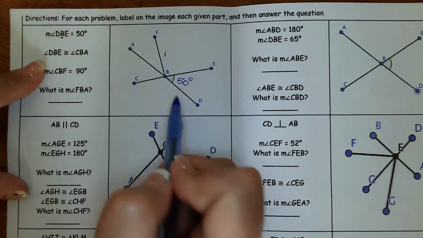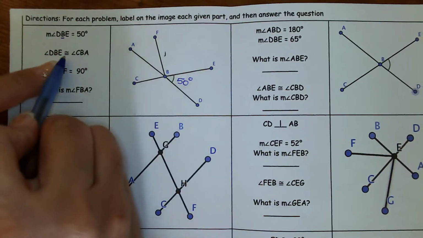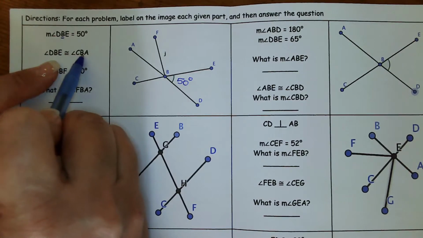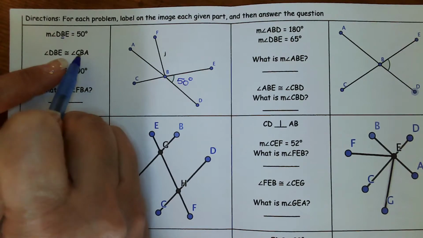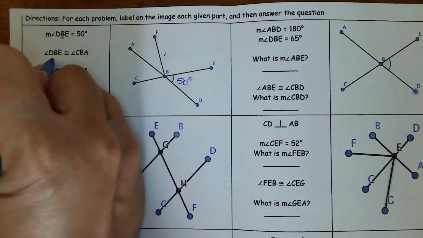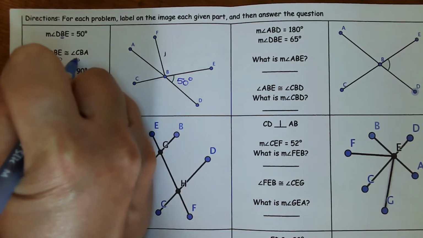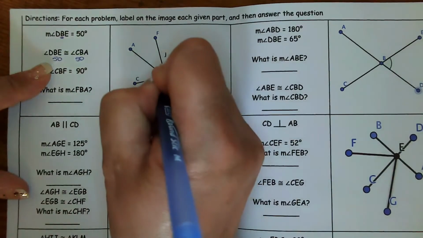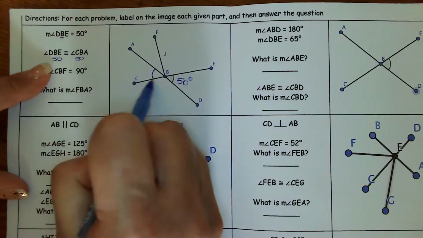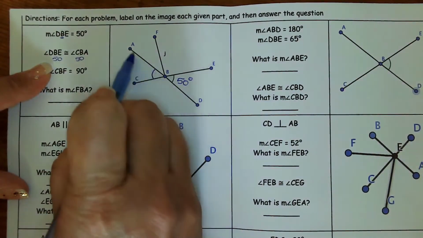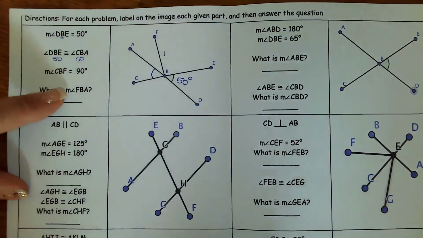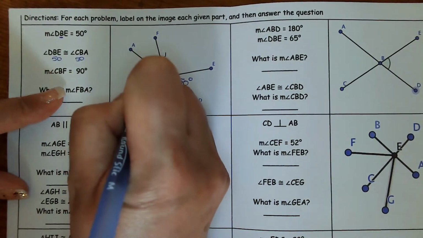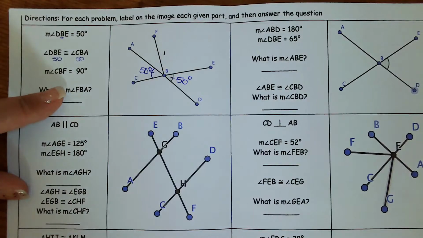Angle DBE, so this angle of 50 degrees, is congruent, meaning the same exact measure, as angle CBA. So let's find this CBA. It means that they're both 50 degrees. CBA is this opening right here, coming from C to B to A. We follow the segments, and that is the same exact measure, congruent, so I can label it 50 degrees.